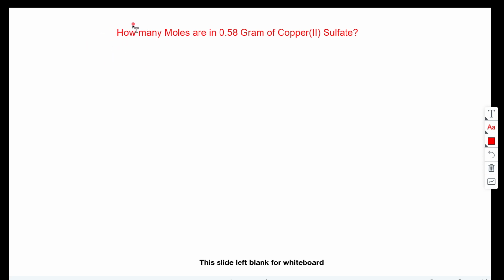So what we have here is a question. This is going to be a fairly common question for us: how many moles are in 0.58 grams of copper sulfate? And this is copper 2 sulfate.